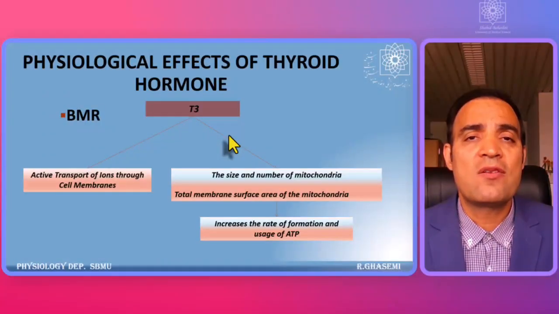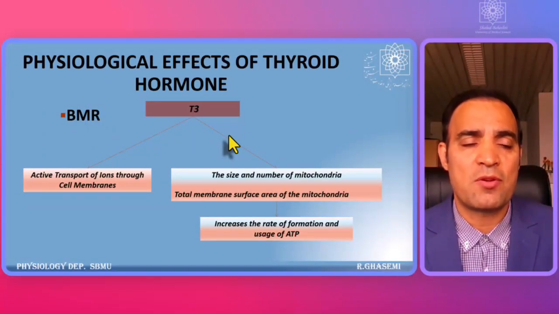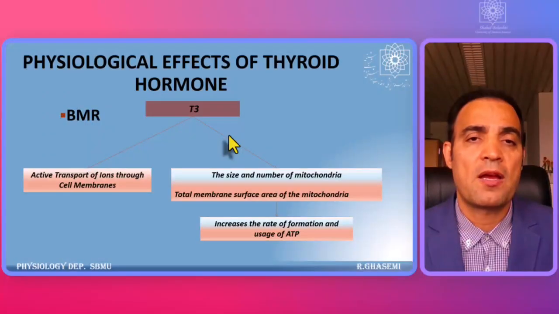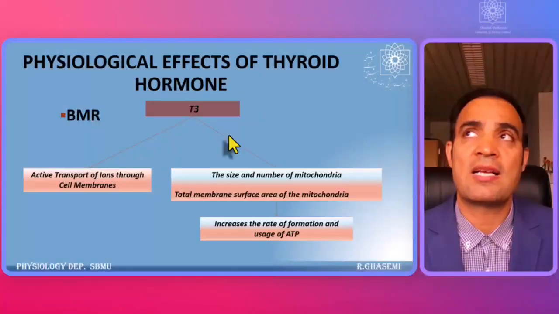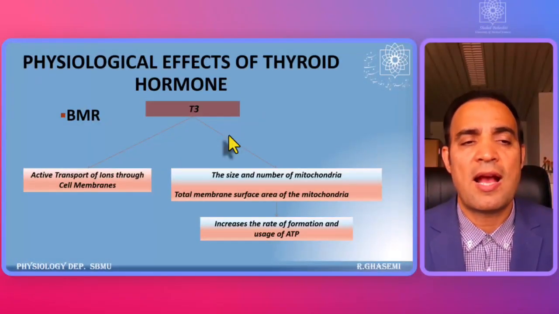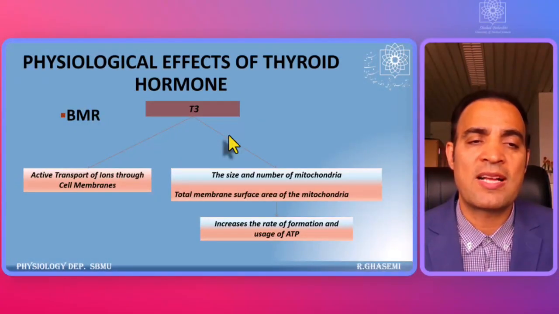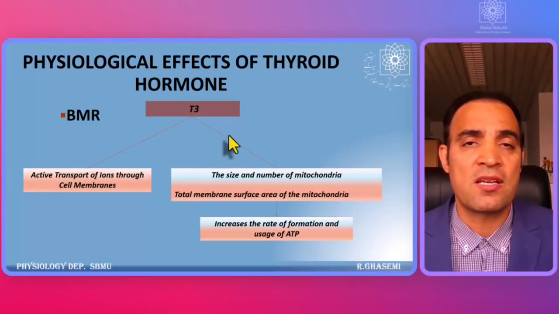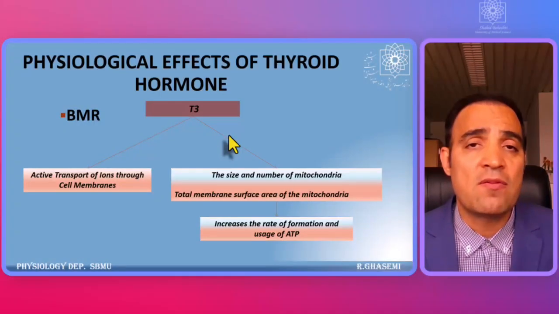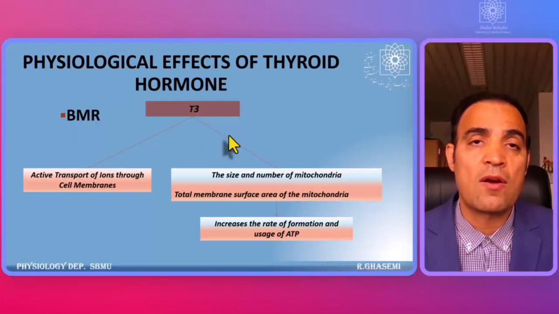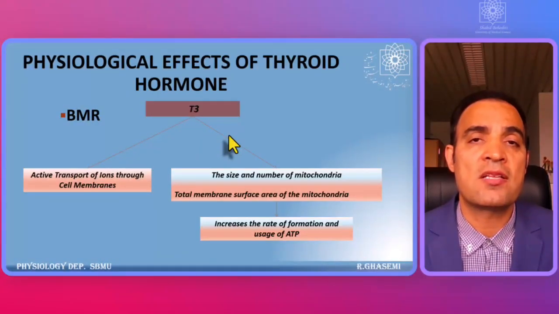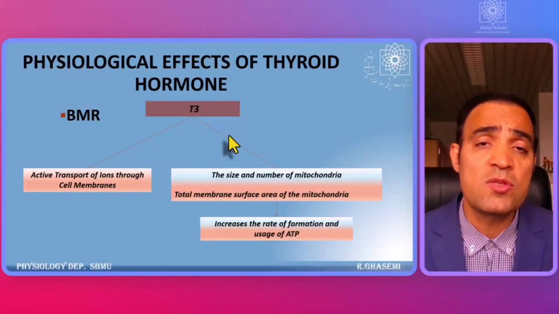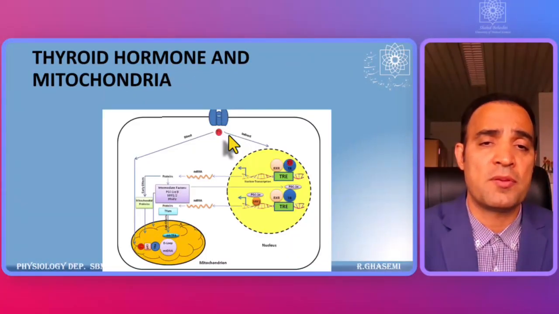Thyroid hormone is well known and best known for its effect on metabolism and basal metabolic rate. It is completely known that T3, as the active form of the hormone, activates the transport of ion through the channel. The size of mitochondria, the total membrane surface area of mitochondria, and the activity of mitochondria will be increased by the thyroid hormone. And all these effects will increase the rate of ATP production and also the usage of the ATP.